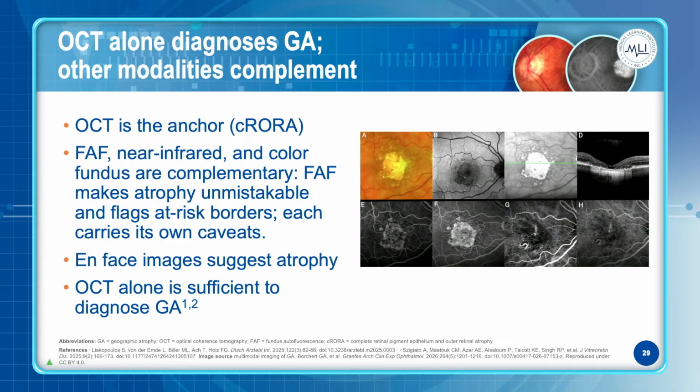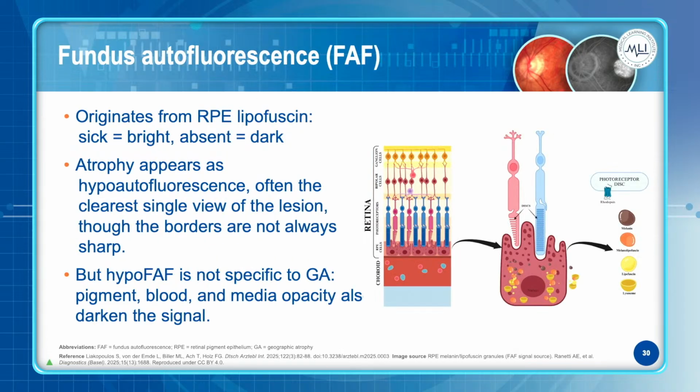So I use the en face image, which suggests that atrophy is there. And that en face image can be any of the ones I just mentioned, autofluorescence, OCT, et cetera. But as I mentioned, OCT is what we use to actually diagnose geographic atrophy. We also use fundus autofluorescence.